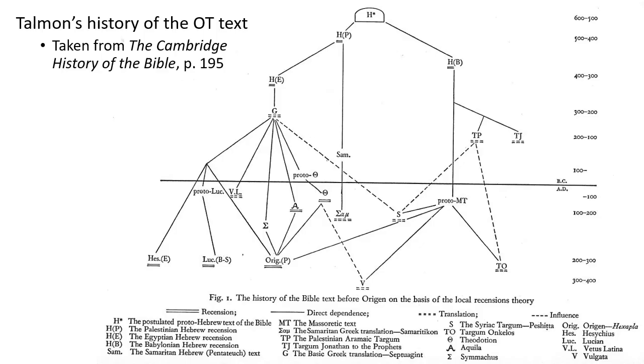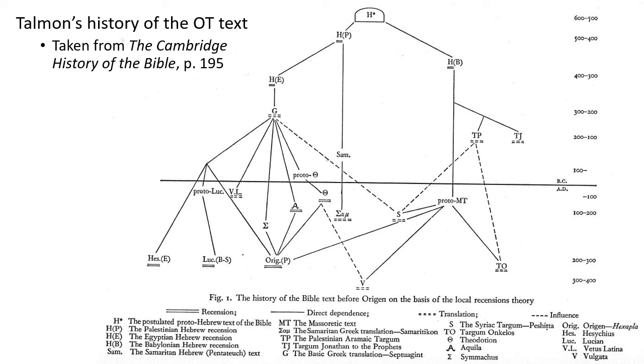What you have here is a sketch of the history of the Hebrew text. If you really want to know, and this is debated, people look at the history of the text differently than this today. What you see here is from a guy named Talmon, who made a contribution to the Cambridge History of the Bible, which I forget what year that came out, but you can find it on page 195. I just scanned it in out of my copy. If you look at the top, you see H with a star by it, and as you look down at the key, that's the postulated proto-Hebrew text of the Bible. So the original Hebrew text as it would have existed in the Persian period. So, of course, that's where the story of the Old Testament ends, is the Persian period.